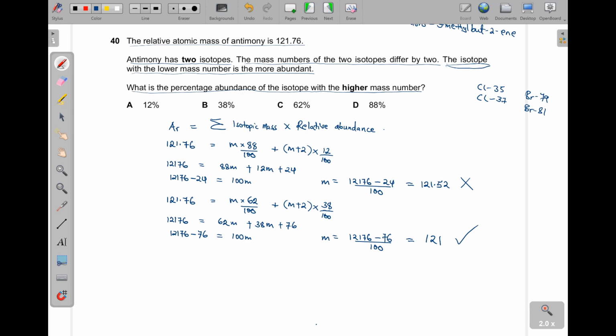Since it is a whole number, then that means I can take this one as the relative abundance of the isotope with the lower mass number as 62, okay? So they are asking what is the percentage abundance of the isotope with the higher. Now you might rush to this one because it has given you this, but this is for the lower. But they are asking for the higher, which has to be the 38. Okay, so that means our answer is B.